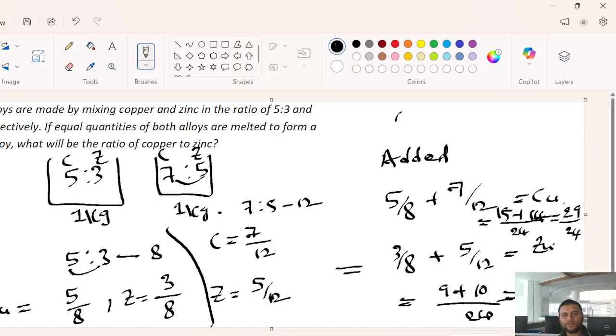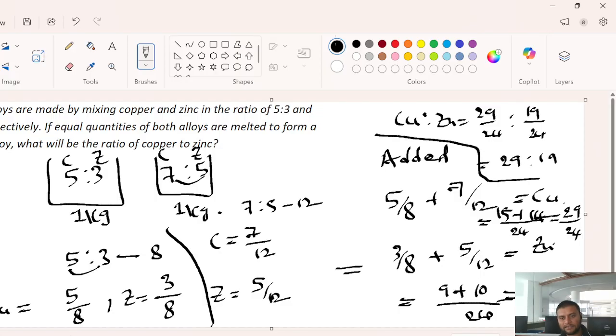If I find the ratio copper is to zinc, guys, 29 by 24 copper is to 19 by 24 zinc. 24 will cancel. 29 is to 19 will be the final answer. 29 is to 19 will be the final copper and zinc ratio in the final alloy, where alloy 1 and alloy 2 are mixed.